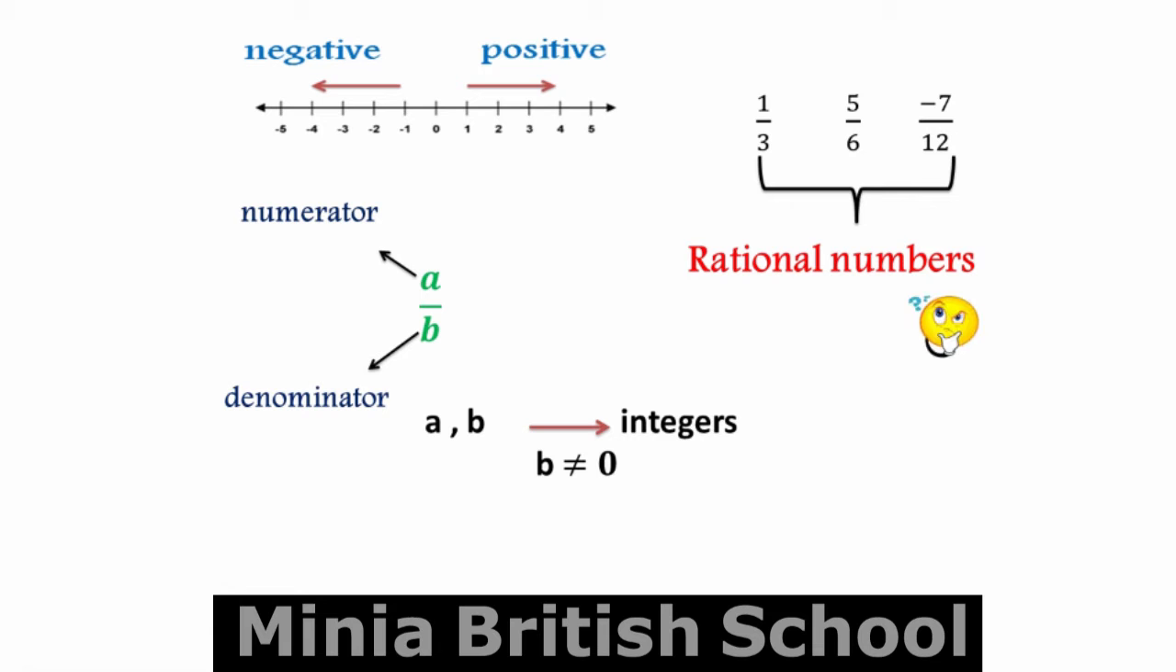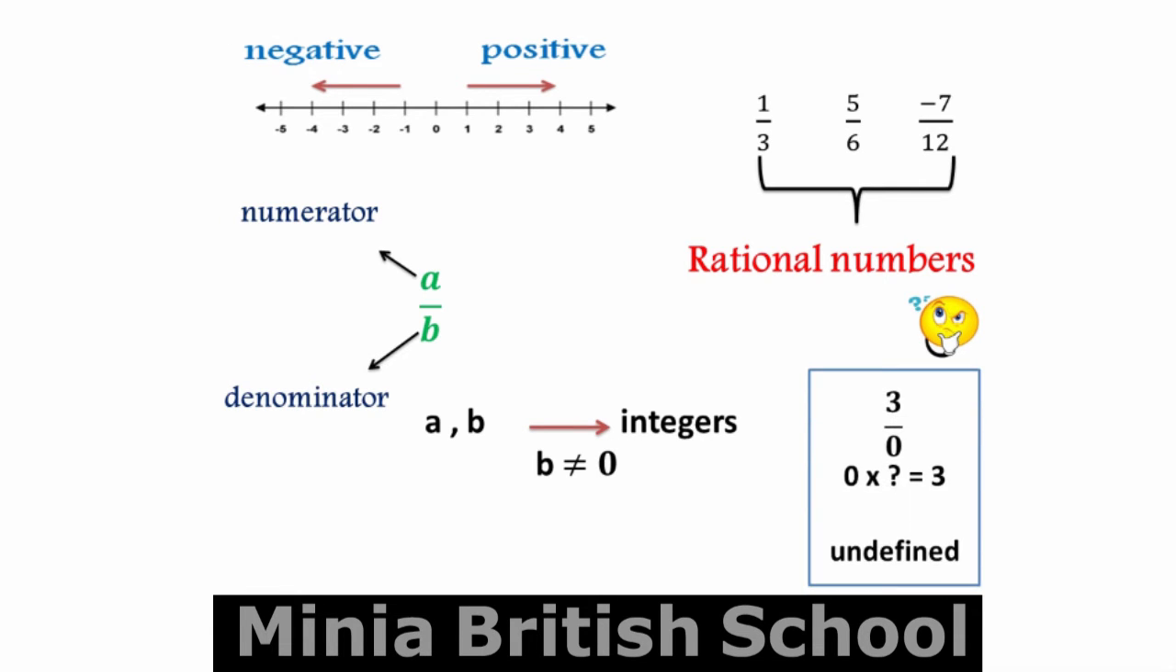Say I ask you to calculate 3 divided by 0. What is the quotient? 0 multiplied by what will give you 3? No number. This value is called undefined.